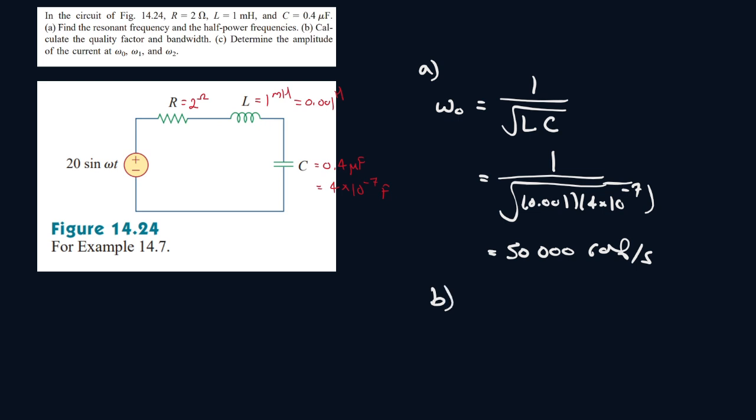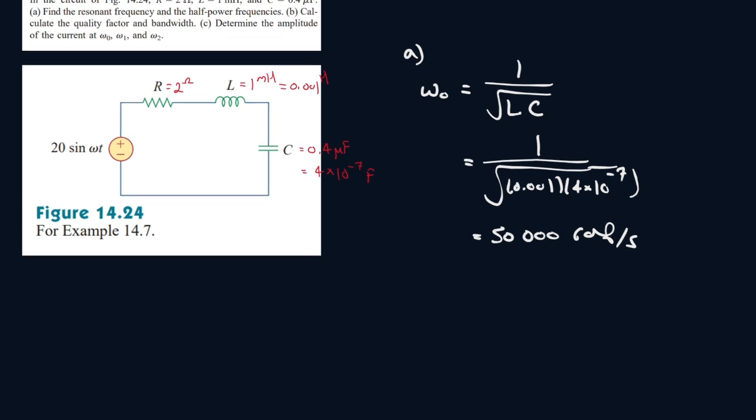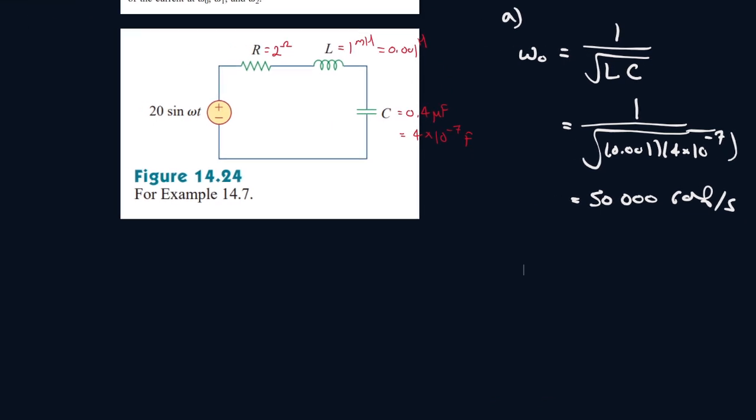Now B, it's asking for, oh yeah, wait. A also asks for half power frequencies. Let's solve for B first, and then using B we can solve for the half power frequencies. So let's do B. It asks for quality factor and then bandwidth.